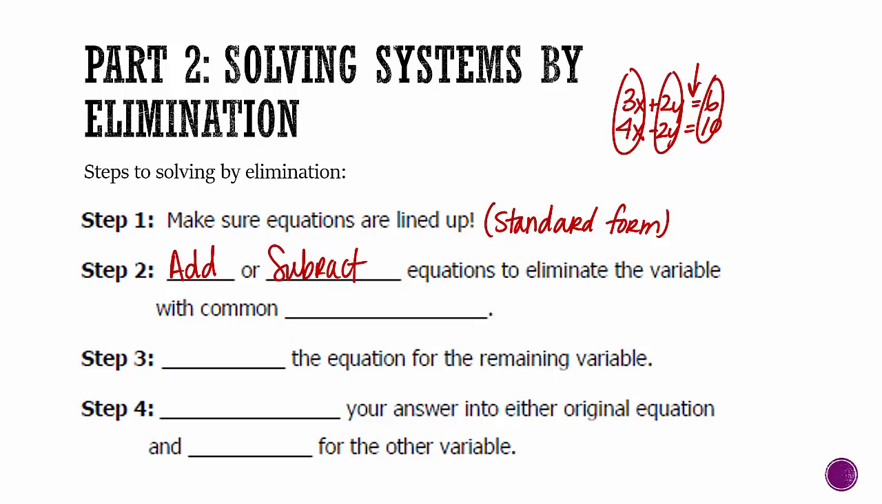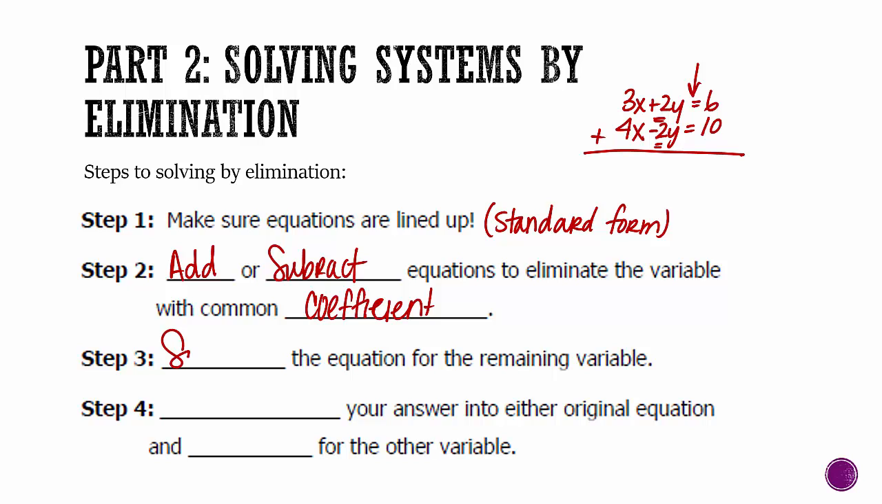Then you need to either add or subtract equations to eliminate the variable with a common coefficient. So your coefficients are the numbers out front. So if we come back up here and look, we have a 2 and a negative 2. Those have common coefficients, and if we were to add these two things up right here, we would end up with those things crossing each other off.